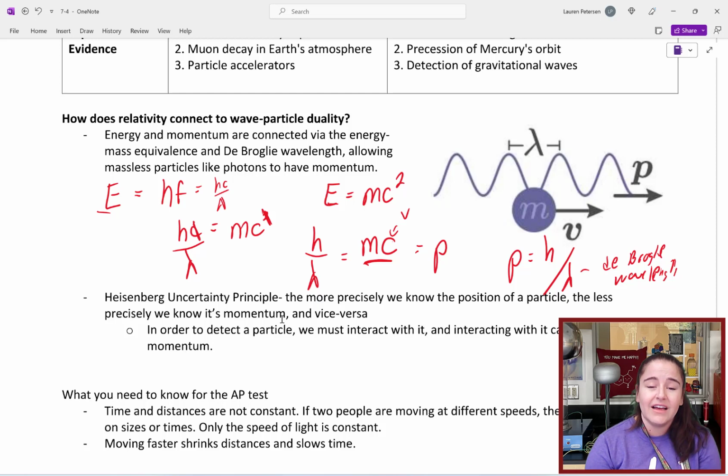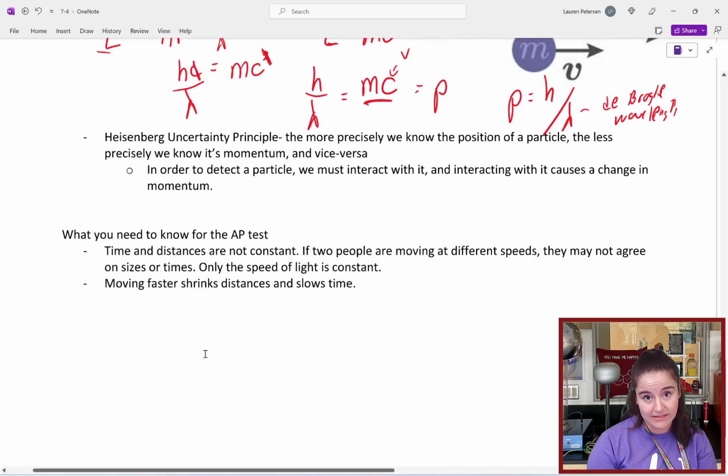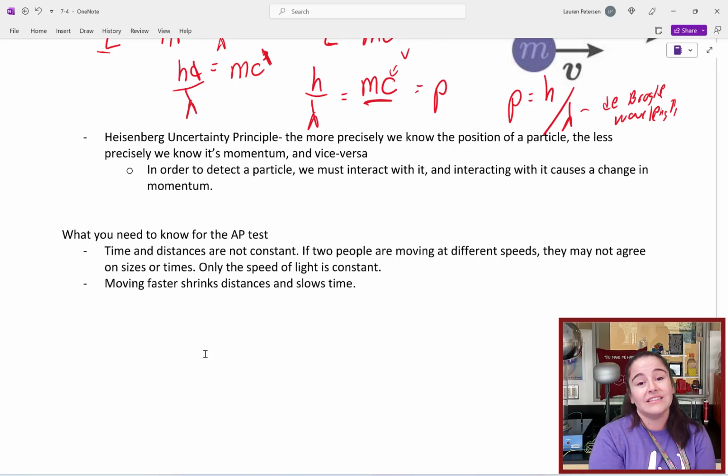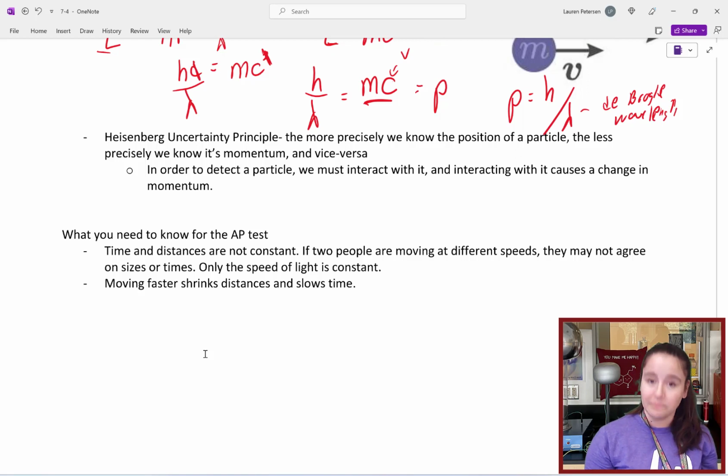Now, everything you need to know about relativity and spacetime in the AP Physics 2 curriculum can be summed up in these two sentences. Time and distances are not constant. If two people are moving at different speeds, they might not agree on time or sizes of things or distances of things. But they will agree on the speed of light. That is the only constant. And if you are moving faster, closer to the speed of light, that will shrink distances and slow time. Shrink distances and slow time.